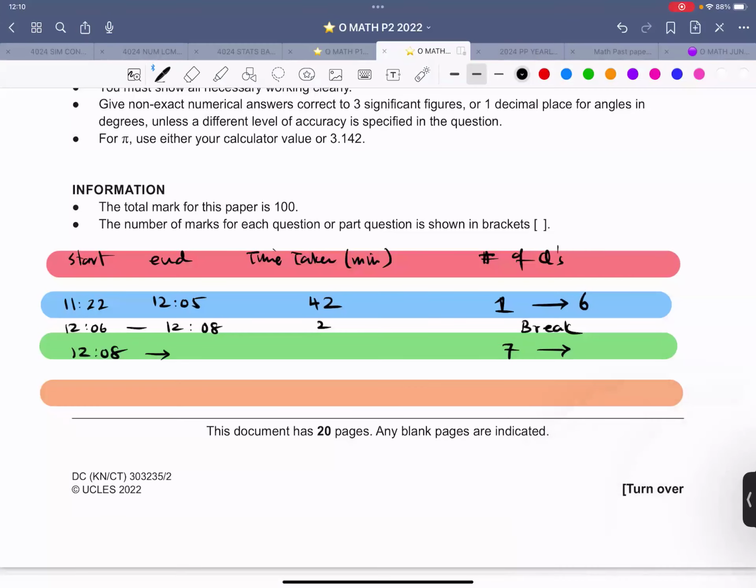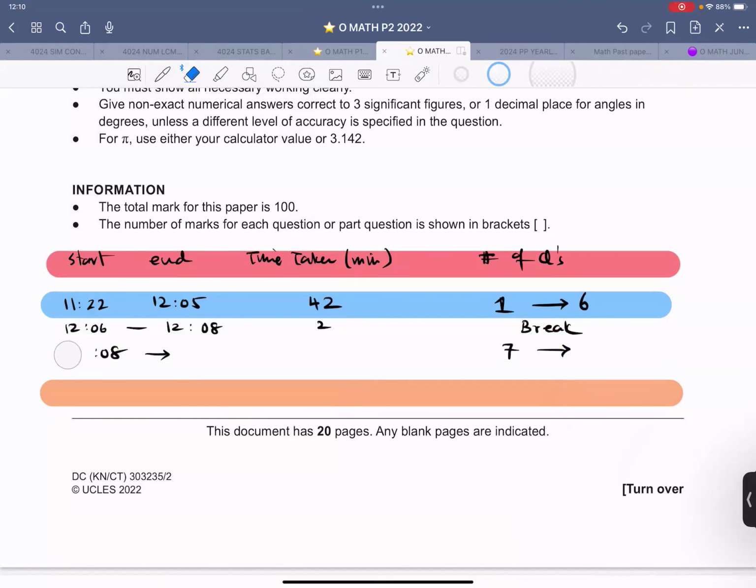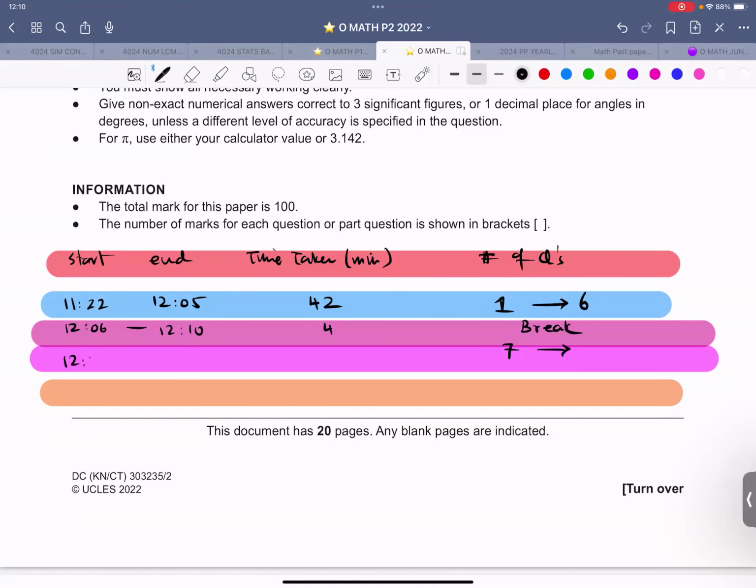So now instead of 12:08, it's 12:10. So let me just make this correction. So this is 12:10, and that's a 4-minute break. And now we are starting again. Question number 7 onwards. So this is 12:10 onwards, and let's get started.